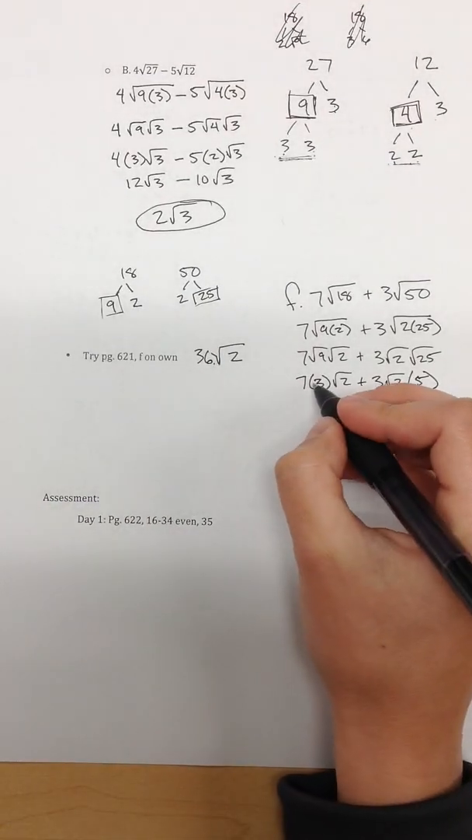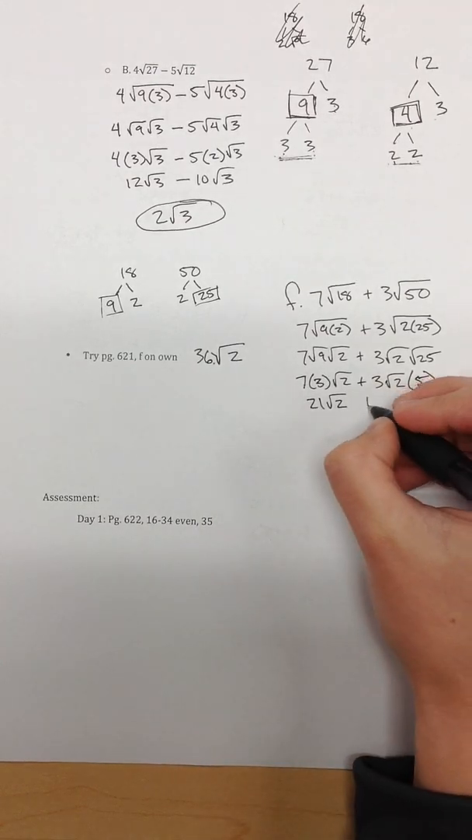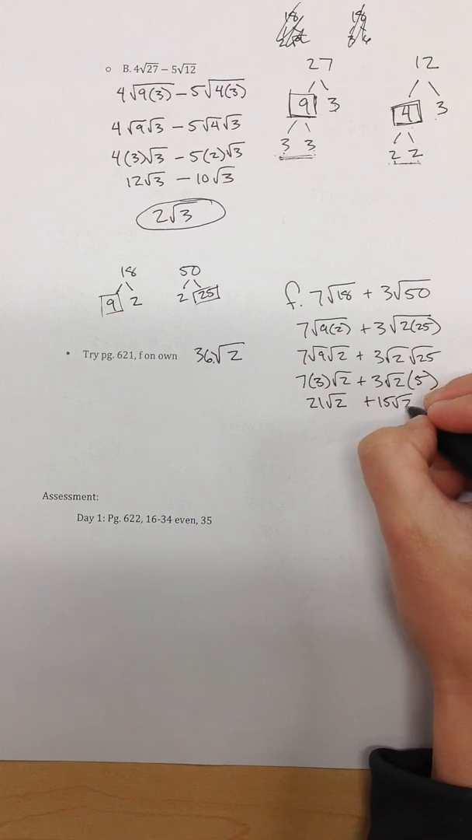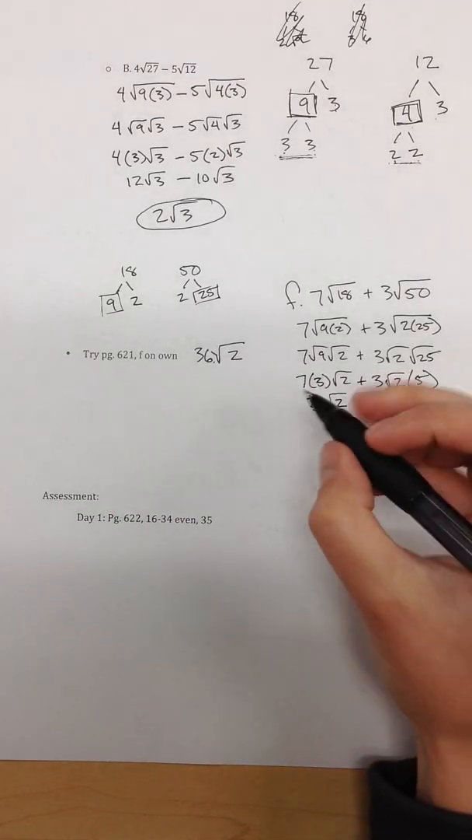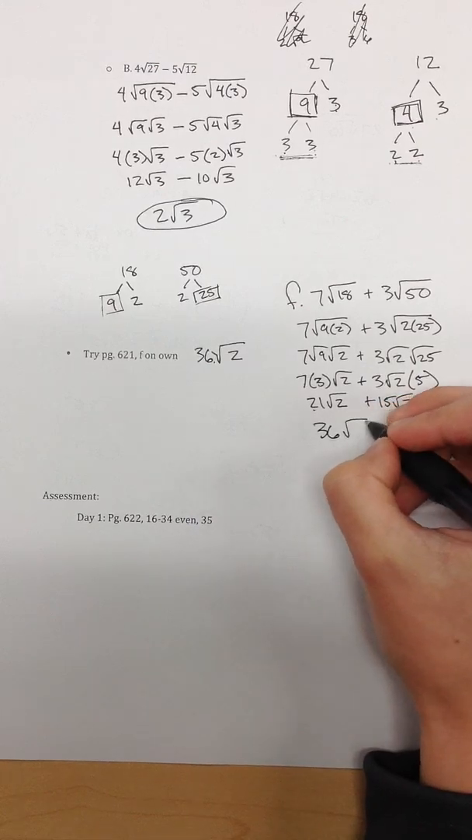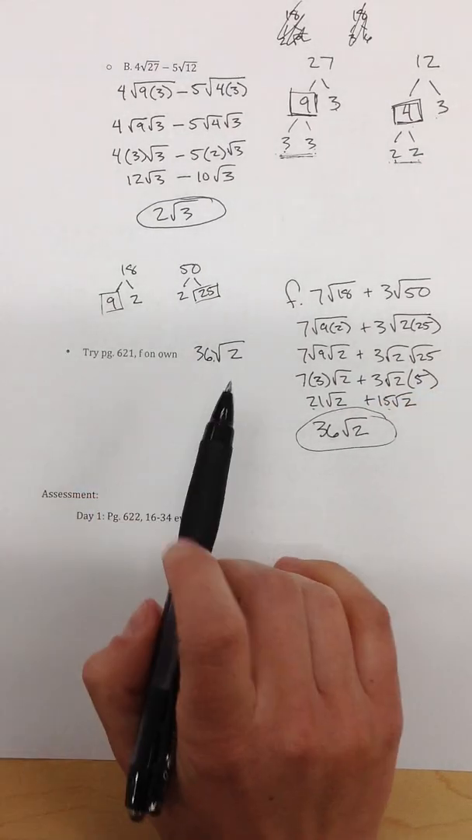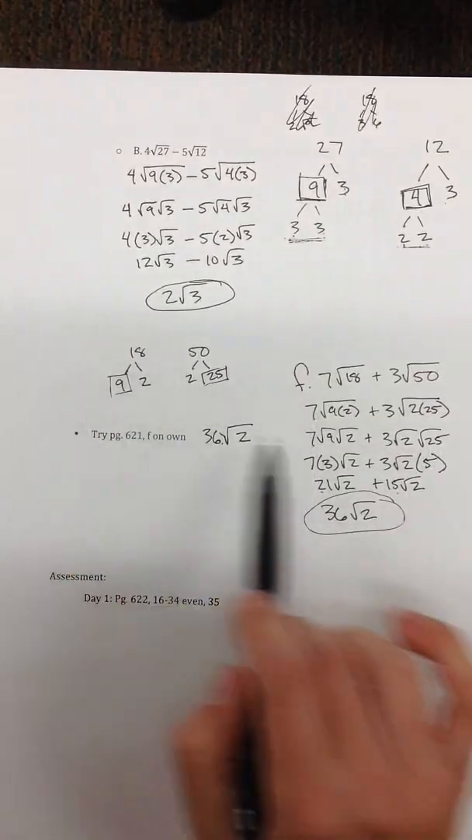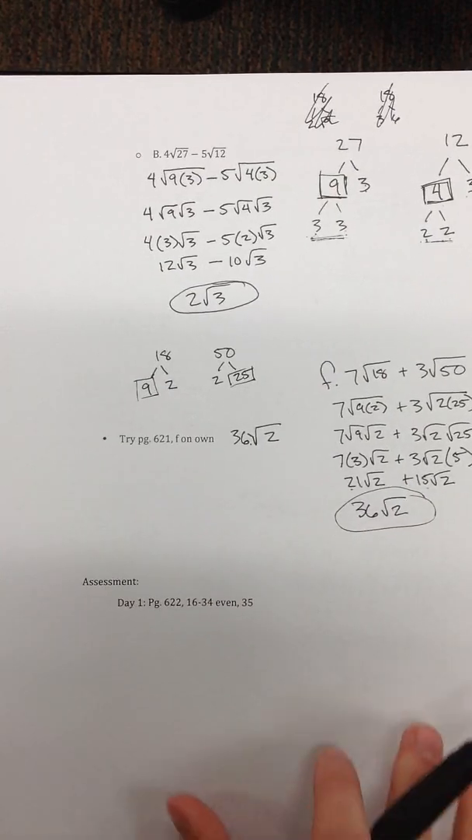So this would be 7 times 3 is 21 square roots of 2. 3 times 5 is 15 square roots of 2. And then if I add those together, 21 and 15 would be 36 square roots of 2. So that's how they get to that answer there. So again, once you get the hang of it, I would go the quick way, but if that's too quick for you, don't do it that way. Go back to the previous way.